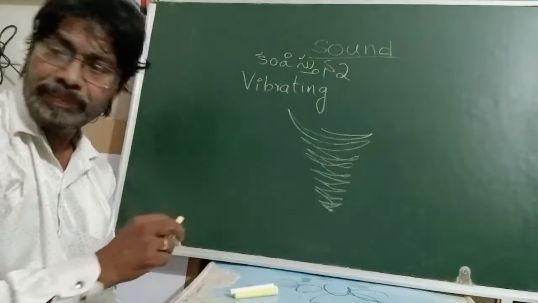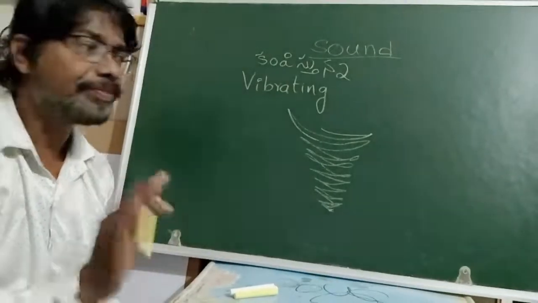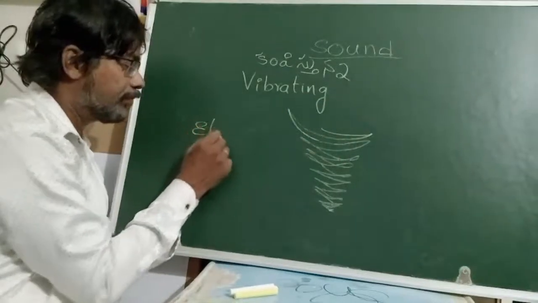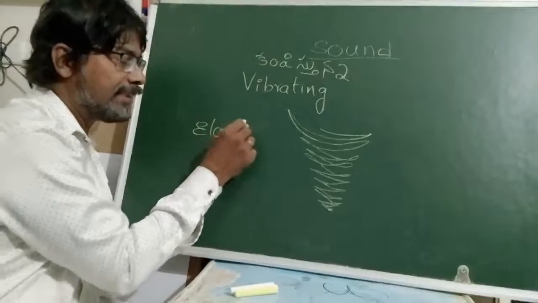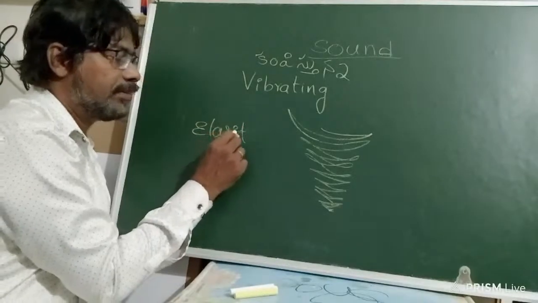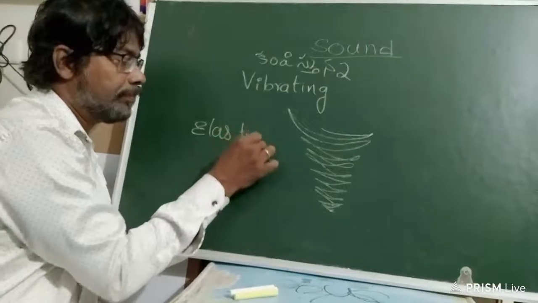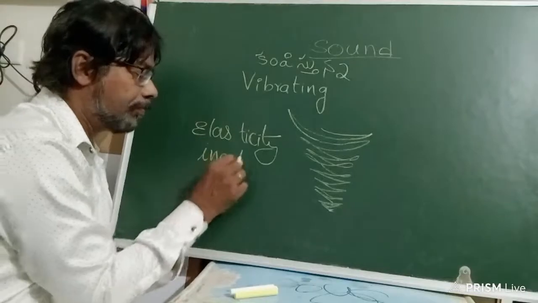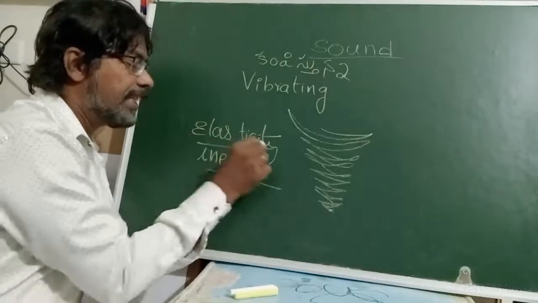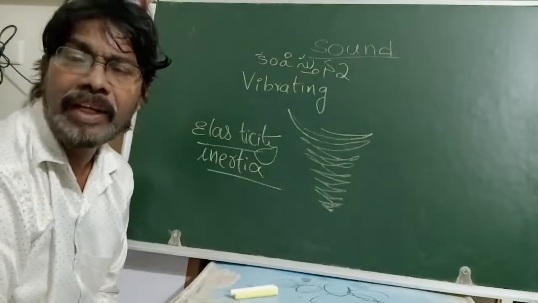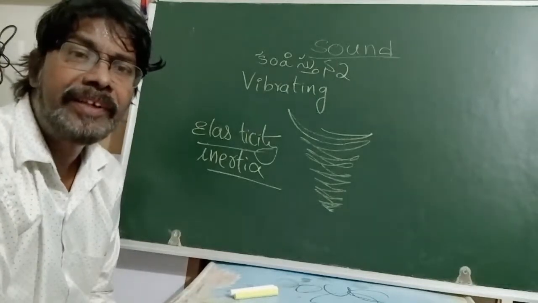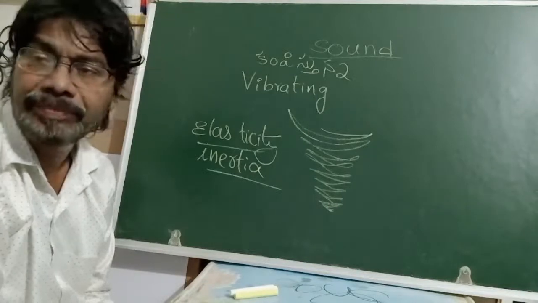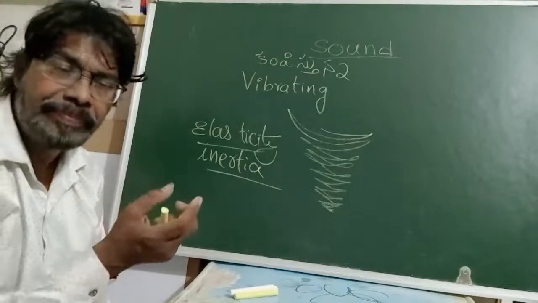So it must possess two types of properties. One is elastic property, elasticity. Another one is inertia. Elasticity and inertia. What is elasticity? If we apply a force on any object, it changes its state or its shape.